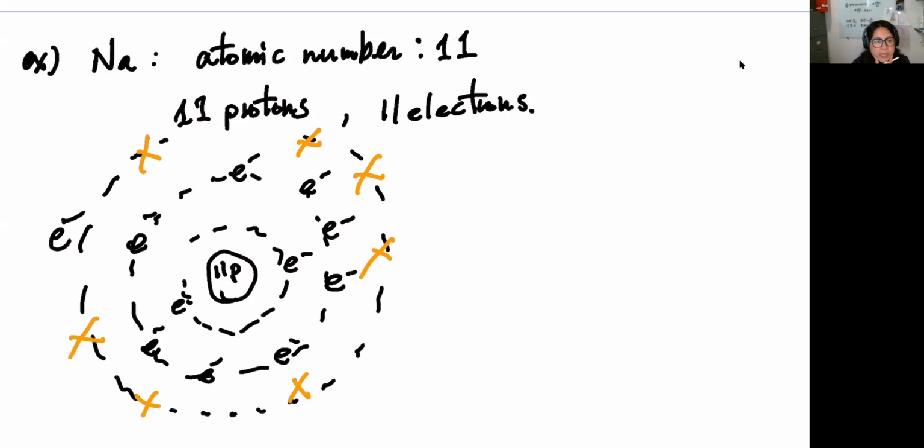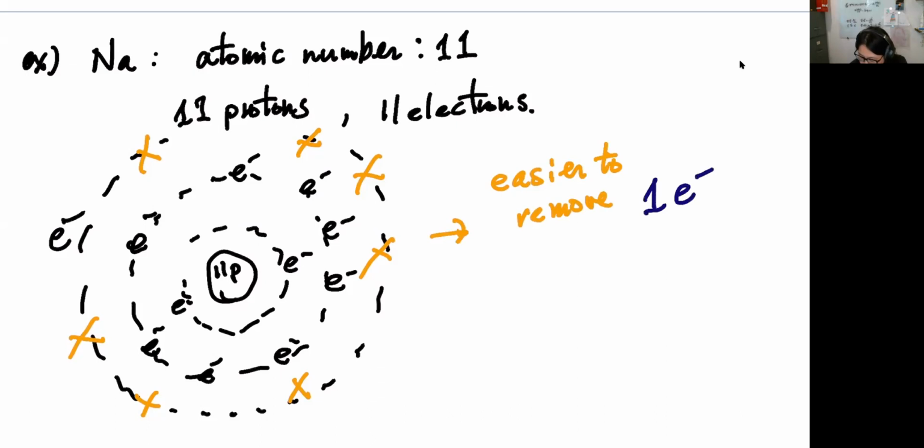The electron will be nicely packed. In this case, it'll be easier to remove 1 electron in the third shell, right? So much easier to remove than adding 7 more electrons in it.